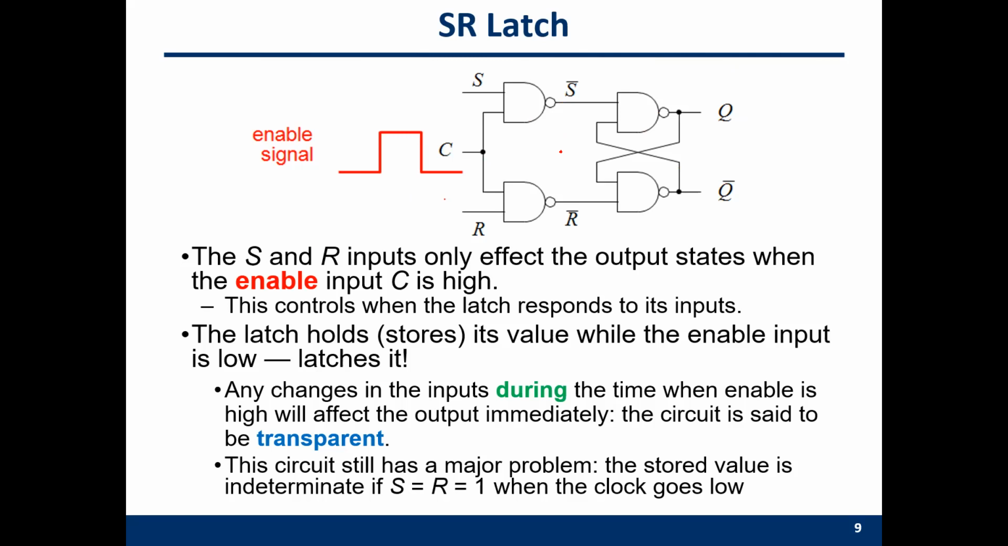So in this way, by adding a control signal, you can avoid this risk condition. Because when the C is 1, then the output must be meaningful.